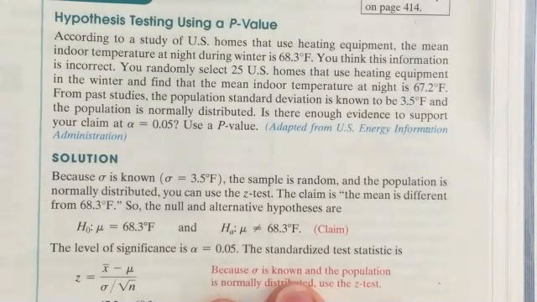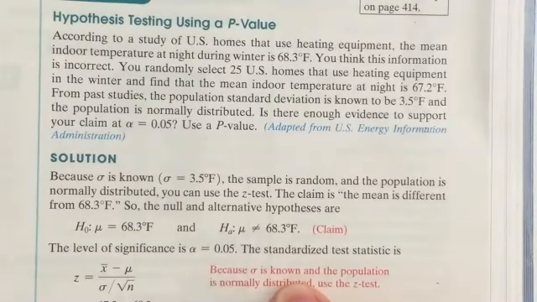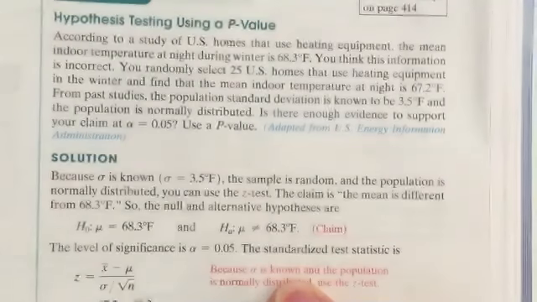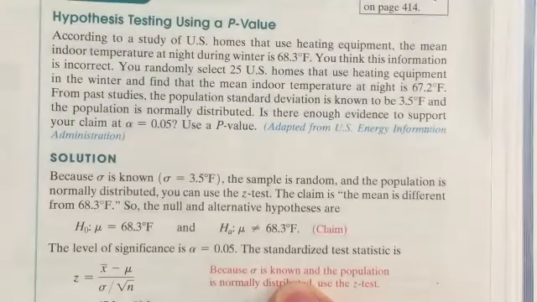The claim was, from past studies, the standard deviation is this. In the winter, you find it to be 67.2. So you think it's colder. I actually would probably agree with that, having been somewhere colder. If you're worried about Arizona, you'd probably think it's warmer, right? Okay, so here's the deal. They advertise that the average temperature is 68.3. You're thinking that it might actually be a little bit colder than that.